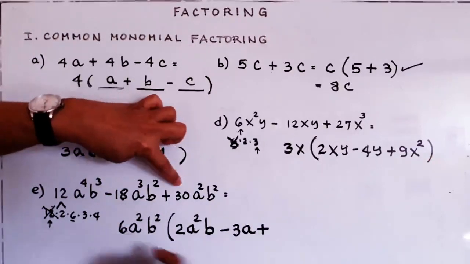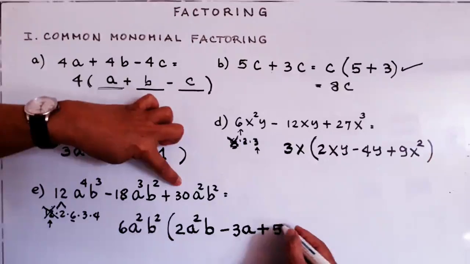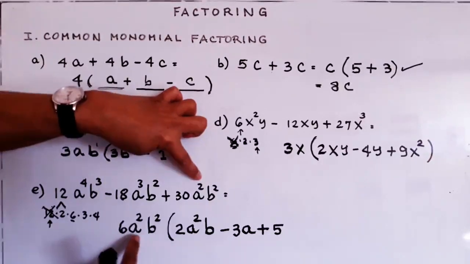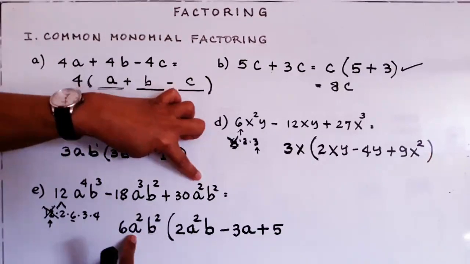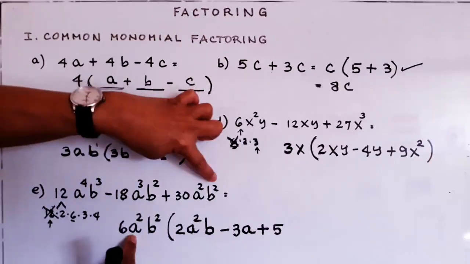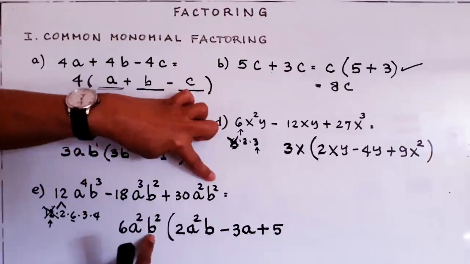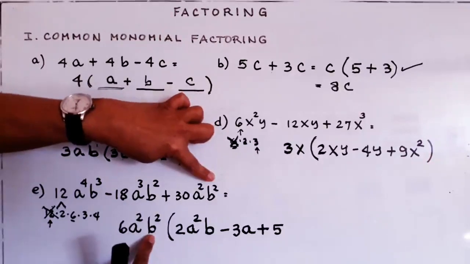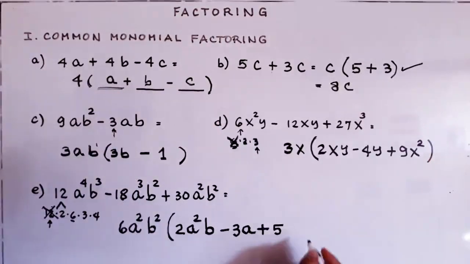30 divided by 6 will give us 5 here. The A squared divided by A squared here is equal to 1, so we don't write the 1. The B squared here divided by the B squared here is equal to 1, so we don't write the 1 anymore. So this is our final answer.